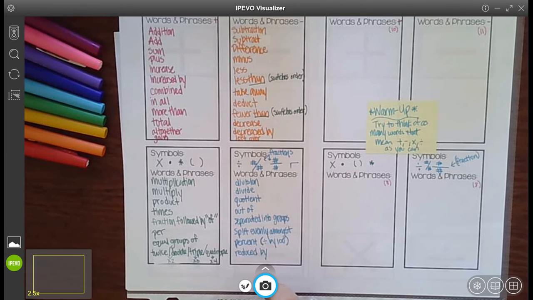So any of those that you didn't know, go ahead and add them to the list. And if you came up with some great ones, maybe you should share them in class. All right, and now you have a little cheat sheet of all the words that mean add, subtract, multiply, or divide to use for your reference.